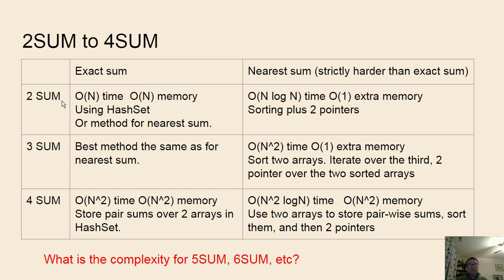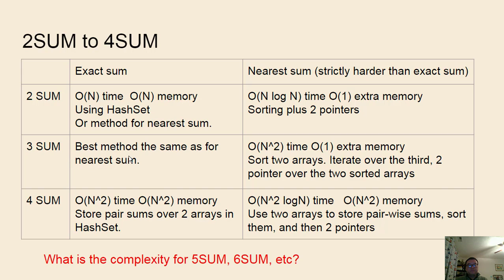So for exact sum, for two sum, we can use big O n time, but we need big O n memory. This is basically using a hash set. For near sum, this hash set doesn't work because we're not just looking for one value. We need to keep track. So the method is we first sort the array, and then we use 2 pointers to solve it. The same method can also solve two sum. So in practice, this would be faster than using a hash set.